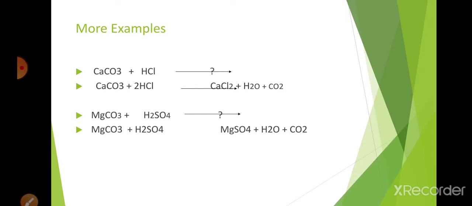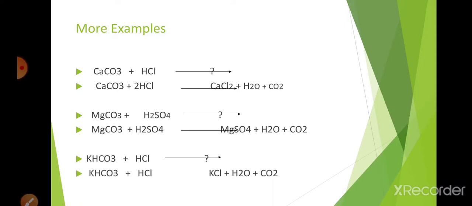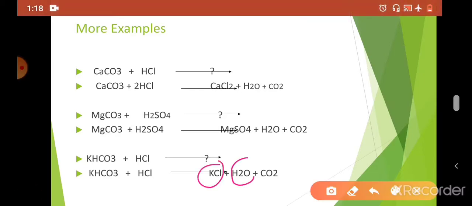MgSO4, that is magnesium sulfate plus H2O plus CO2, right? And the last one is KHCO3. The name of KHCO3 is potassium bicarbonate or potassium hydrogen carbonate. When it reacts with HCl, it's going to give us KCl, which is a salt over here, H2O plus CO2, right?